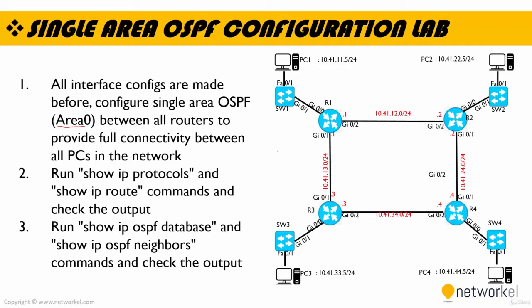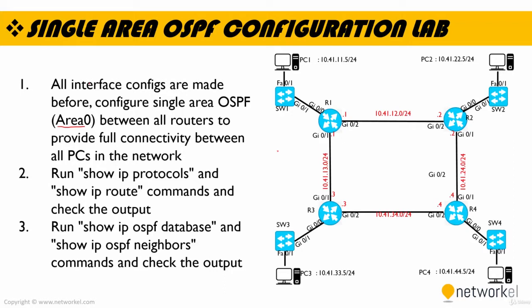Alright, the second step: run show IP protocols and show IP route commands and check the output. Good. And third, run show IP OSPF and show IP OSPF neighbors commands and check the output. Show IP OSPF database. Okay, let's go.